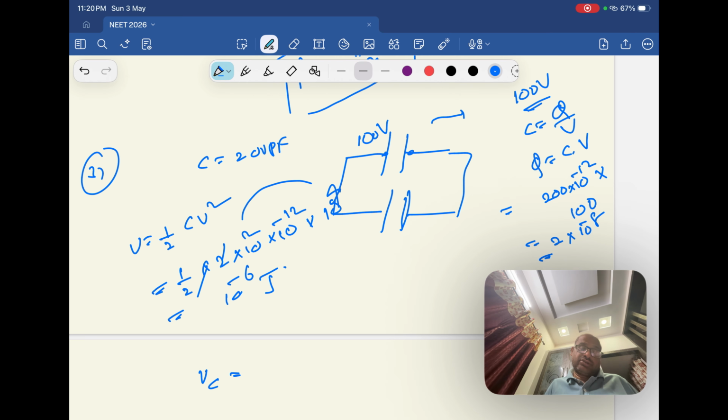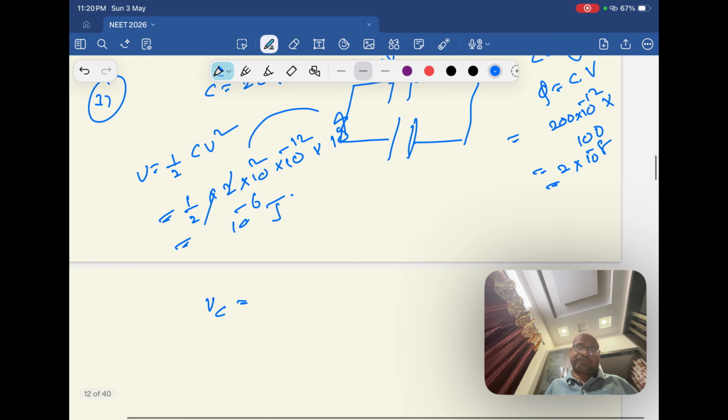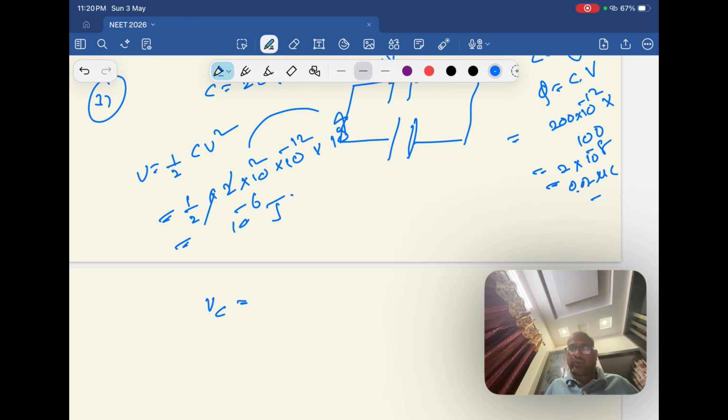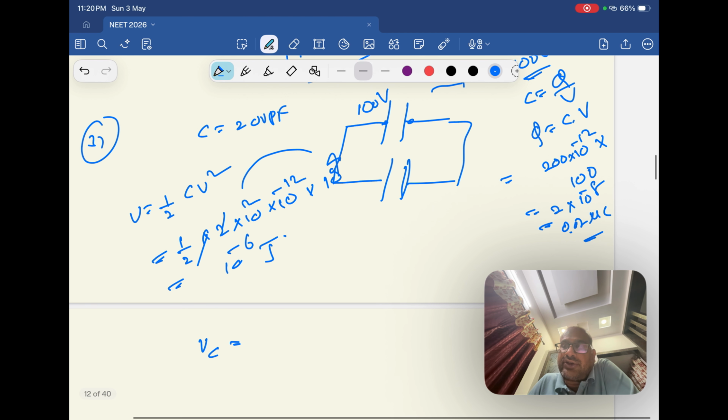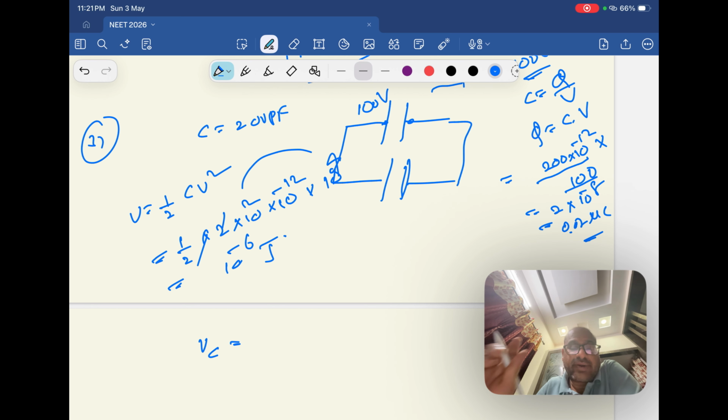That means this will be 0.02 microcoulombs. Okay, we're following. So Q is equal to C into V: 200 picofarad, voltage is 100 volts. So 2 into 10 power minus 8, 0.02 microcoulomb. This is the initial charge. Charge remains the same as you are disconnecting the battery.